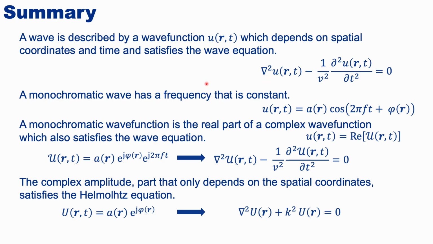Then, monochromatic waves have a constant frequency and follow a periodic behavior, so they are well represented with a cosine or a sine function. Just remember that cosine or sine is the same behavior, just a delay of pi over two. If the monochromatic wave follows a cosine, we know through the Euler equation that it is the real part of a complex exponential, so we can define the complex wave function and introduce our complex amplitude. The complex amplitude needs to satisfy the Helmholtz equation.